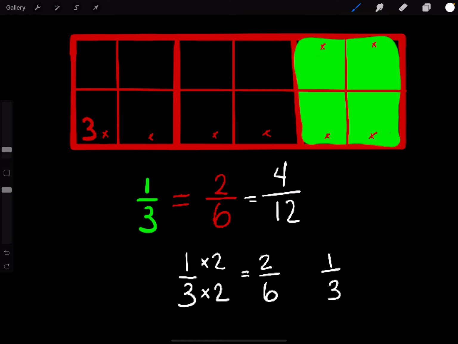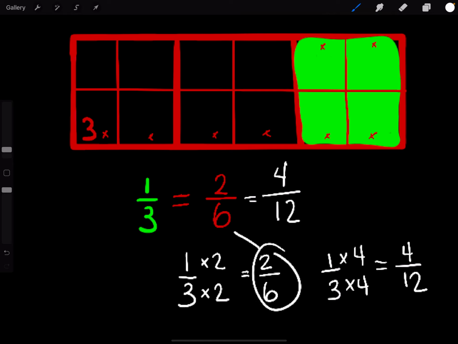Okay, so we have to multiply the numerator and the denominator by 4. 1 times 4 is 4. 3 times 4 is 12. So if we look, that is a pretty cool way of making an equivalent fraction.